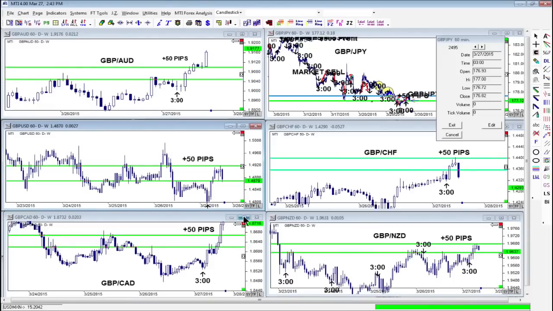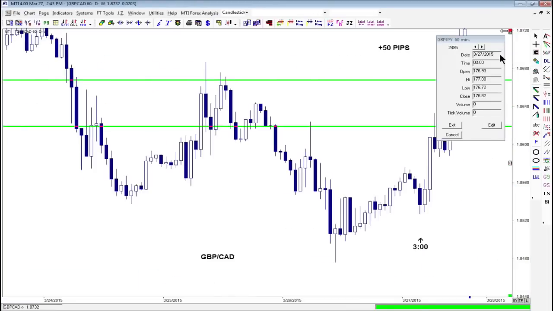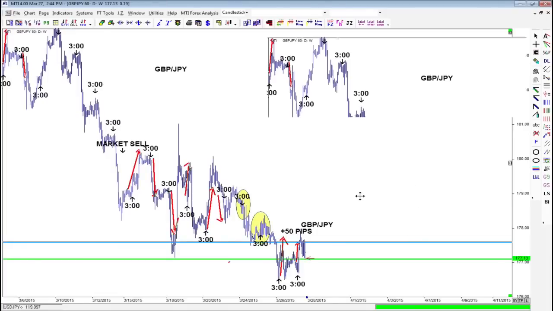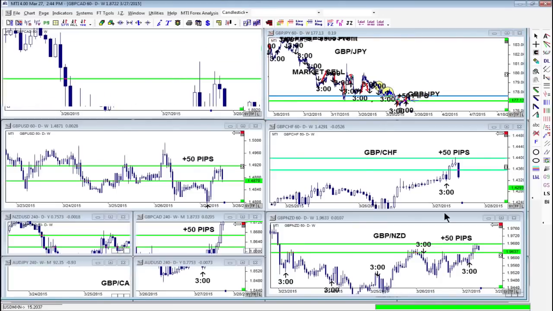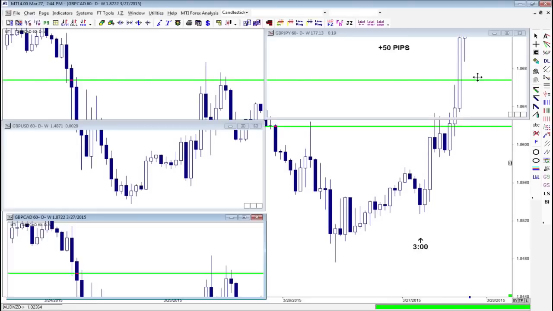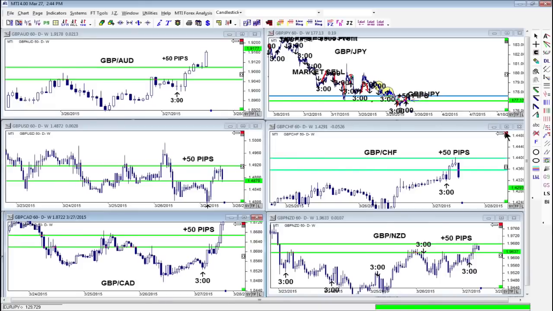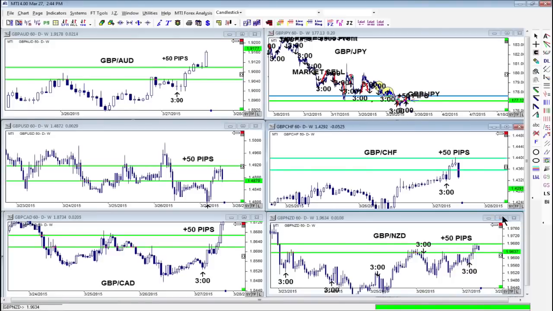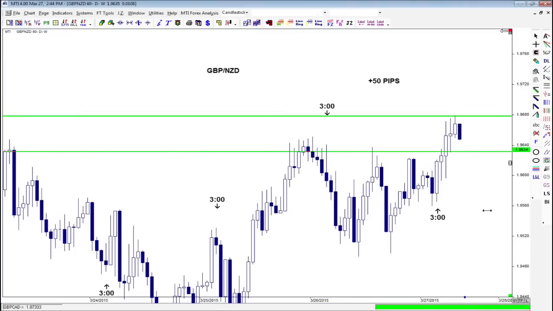Let's see here. On the pound Canadian dollar, 3 a.m. candle. Let me delete that here. So, oops, sorry about that. Let me go back to that one right there. So there's our 3 a.m. candle. Market rallies up. We capture another 50 pips on that one. I just showed you the pound yen. Here is our pound Swiss franc, another 50 pips, and on the pound New Zealand dollar.